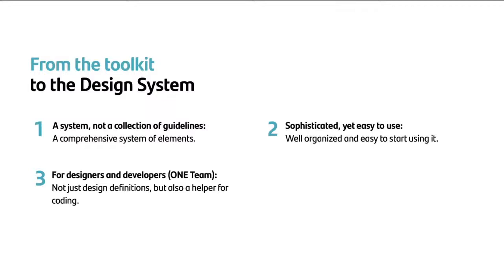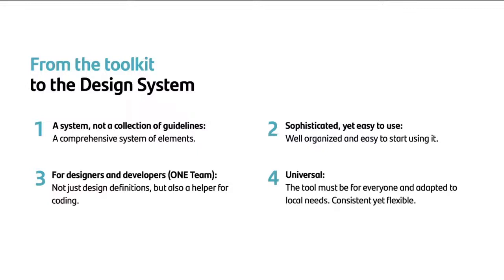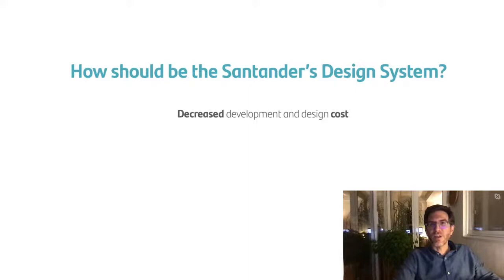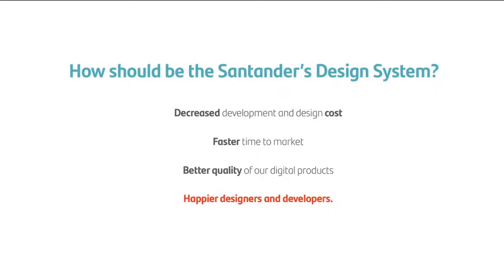Our design system has to be a help for those in the development part. And the fourth, it has to be universal. It has to be consistent yet flexible. So let's go point by point. Our design system has to be focused on decreasing the development and design cost, make the time to market fast, increase the quality, and at the end, make our designers and developers happier.